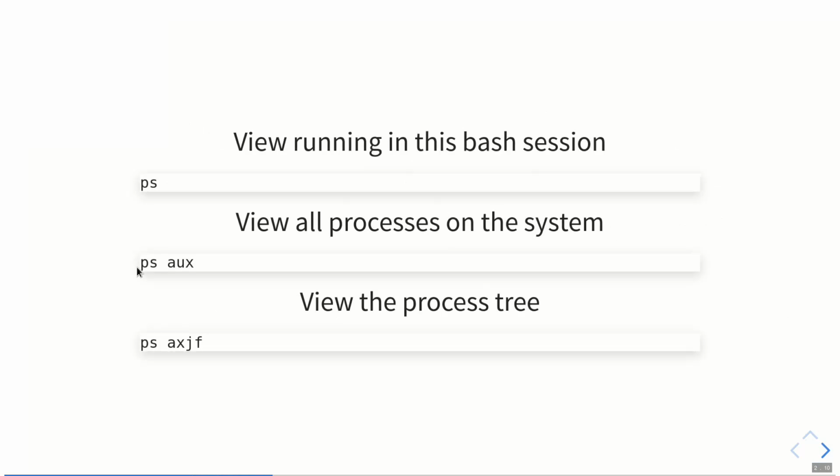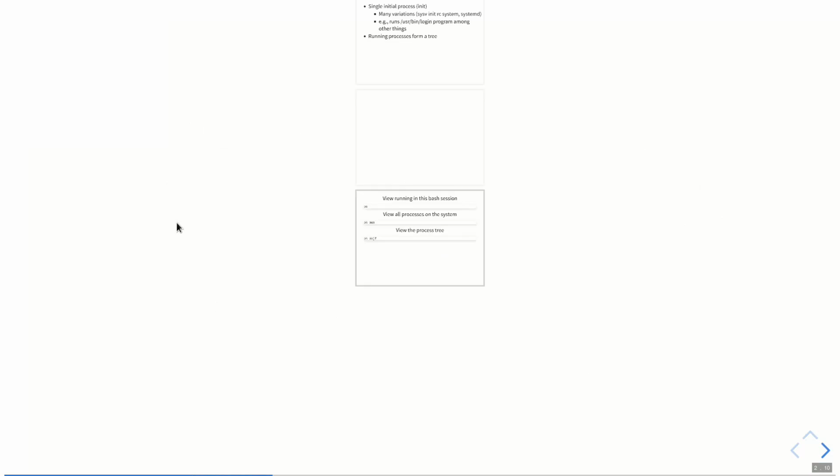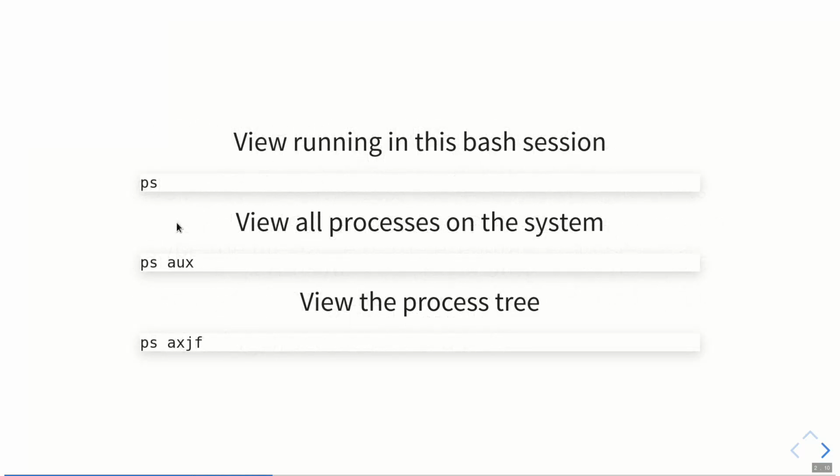Okay, so let's look at how we can actually work with processes in bash. One of the benefits of using a shell is that we can have some pretty low-level control over the operating system, including processes.